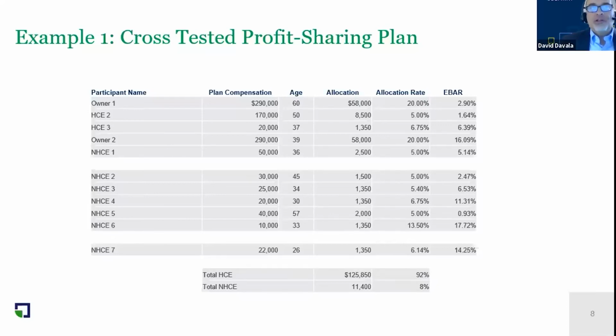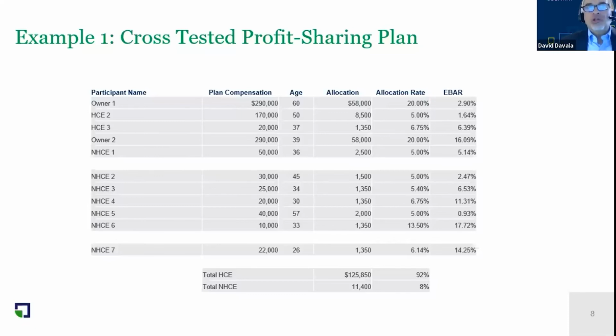The reason NHCE 6's E-bar is so much greater than owner 1's is because of the methodology of calculating E-bars. Each allocation is projected to retirement age, in this case, age 65. NHCE 6's is projected for 32 years, while owner 1's is only projected for 5 years. And these allocations are usually projected at 8.5%. In the regulations, there's a range of interest rates you can use, and that's the highest rate. So that's what is used just about every time we do this.